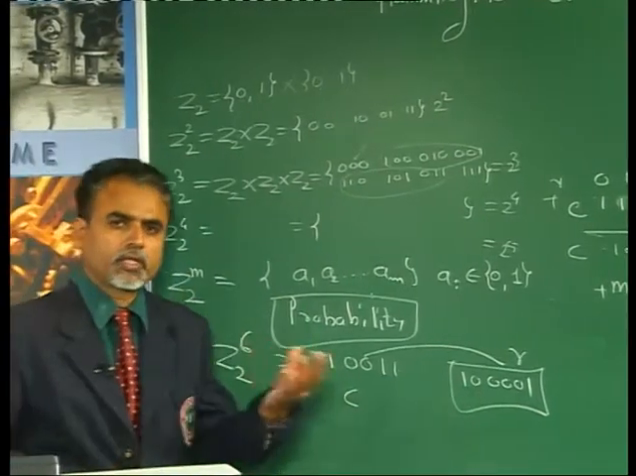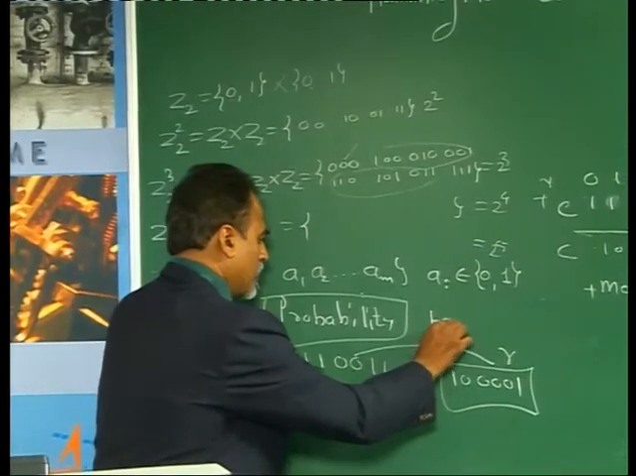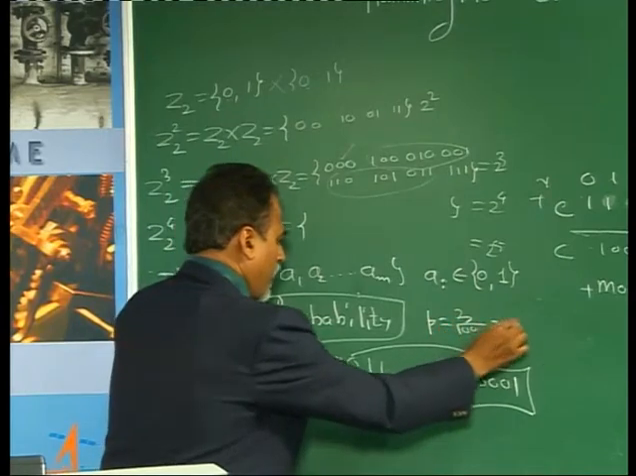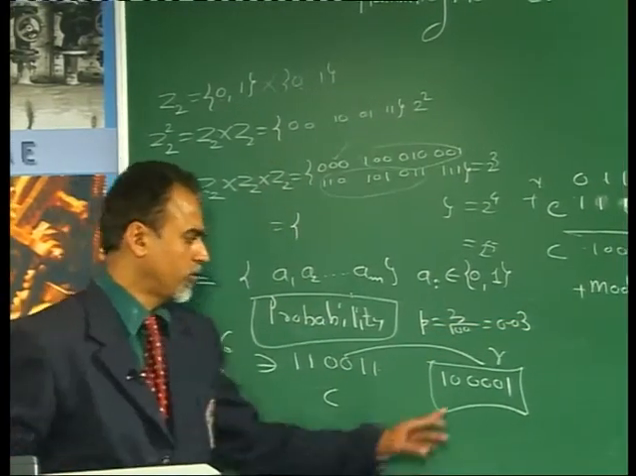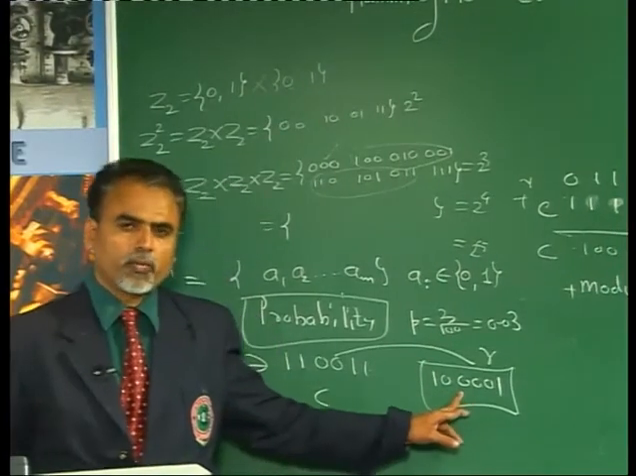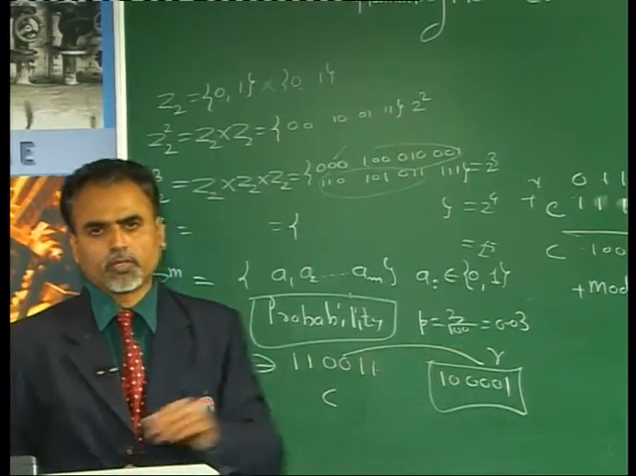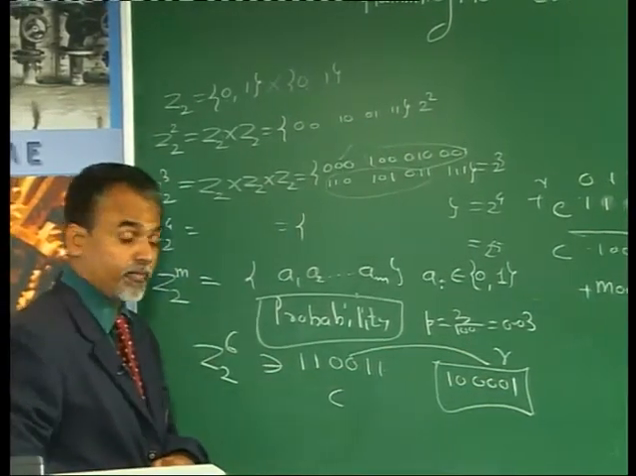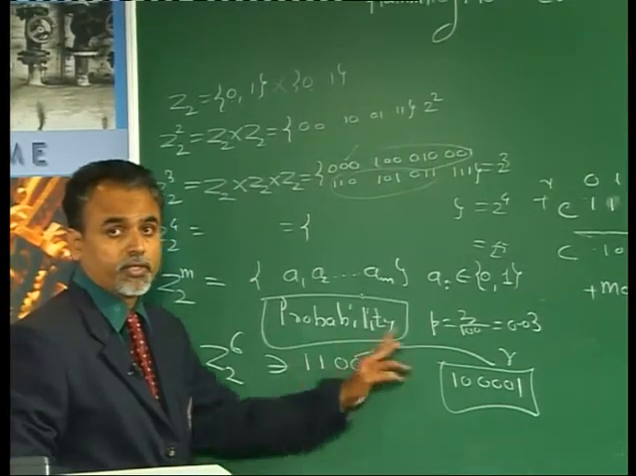By our usual knowledge, we know that the probability of incorrect transmission is 2 by 100, or let us take 3 by 100, or 0.03. Now the question is asked: what is the probability that exactly the same word will be received? That time we have to count what the error is in that. The error is the difference in the positions, the different digits sent.